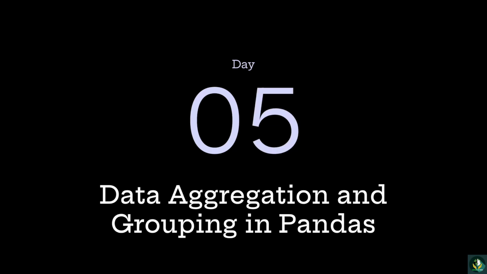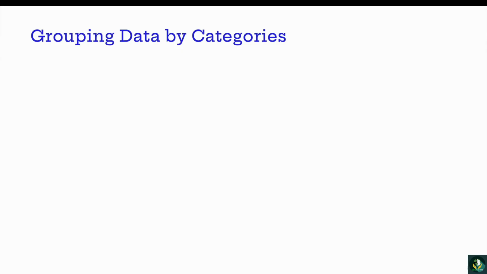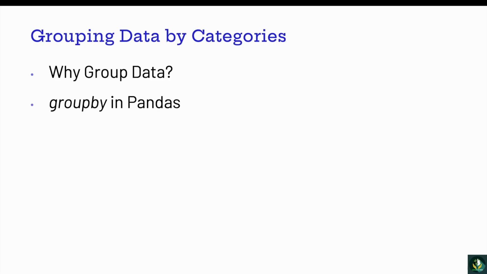Welcome back to day 5. Today we are going to cover data aggregation and grouping in pandas. Let's start with grouping data by categories. So now why group data? Grouping data allows you to perform operations on subsets of data based on shared categories. We can do group by using groupby in pandas.